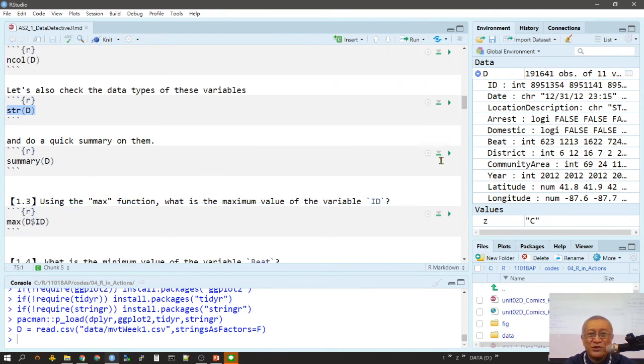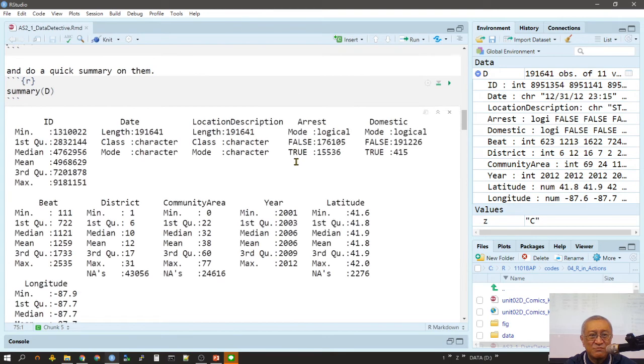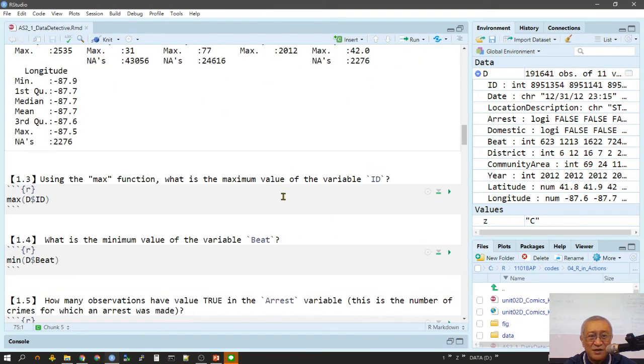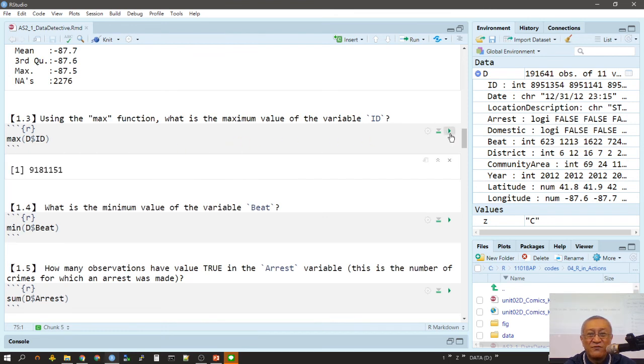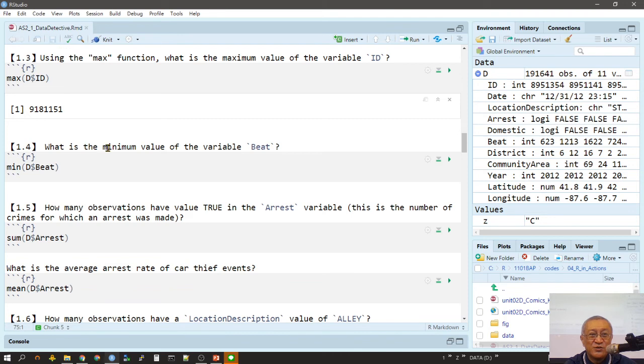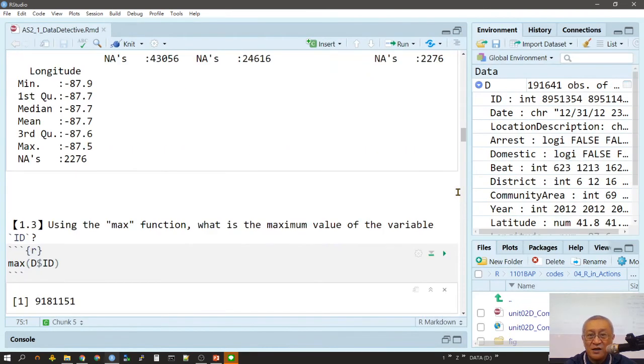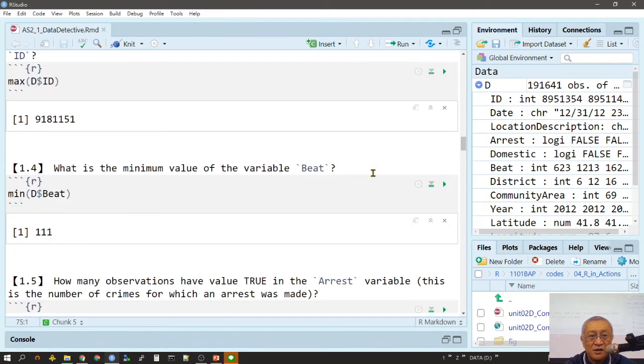Then we can do summary. And these two questions, the section one is actually just kind of a review of the built-in function code of R, right? You want to see the maximum number, you have a function called max. You want to see the minimum, you have a function called min.